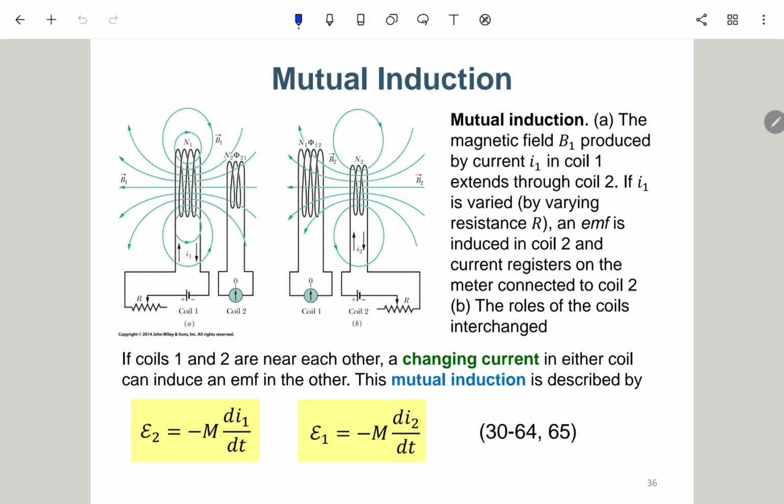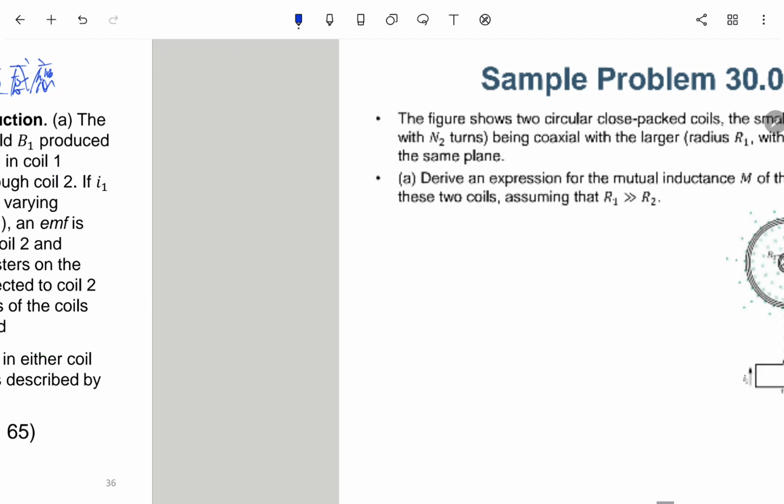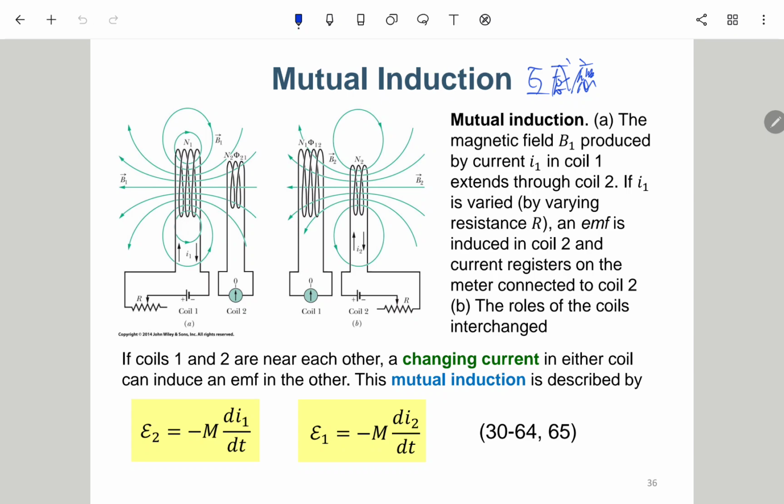So finally, in this chapter, we will talk about something called mutual induction. Previously, we talked about self-induction. Mutual induction means reciprocal, mutual. Simply speaking, you can imagine it as a transformer. So how do we understand it?